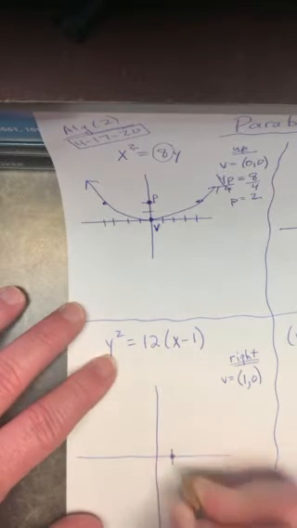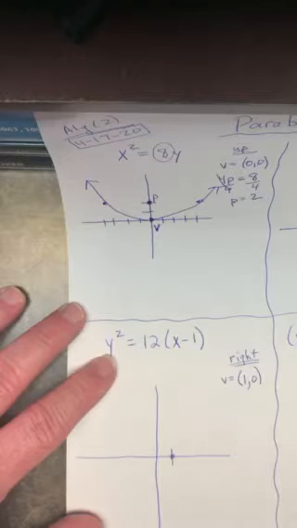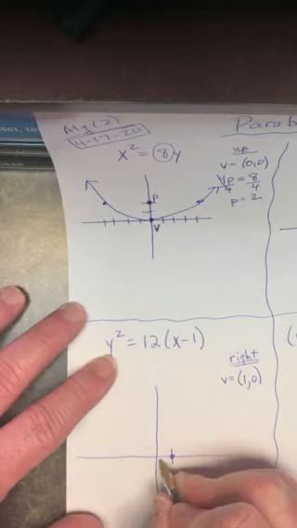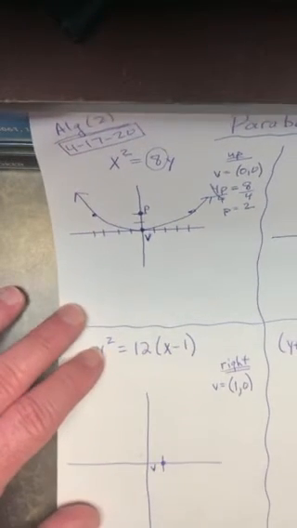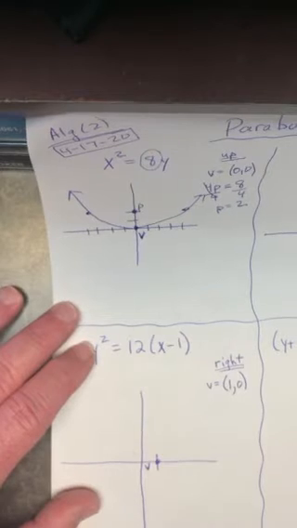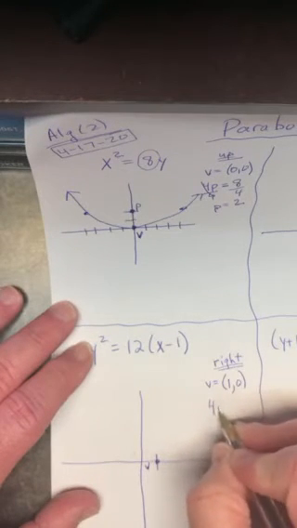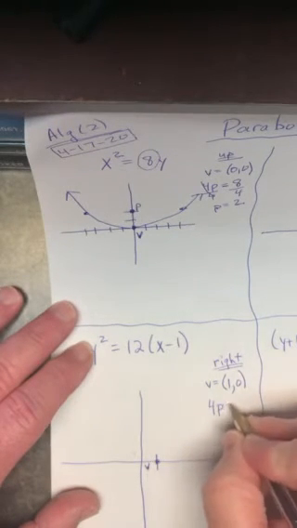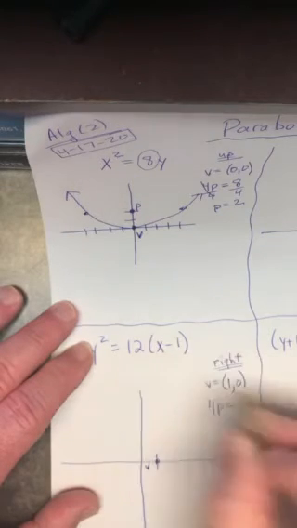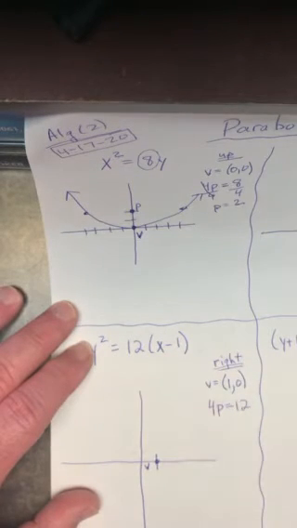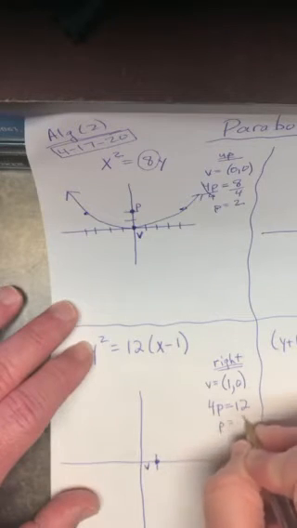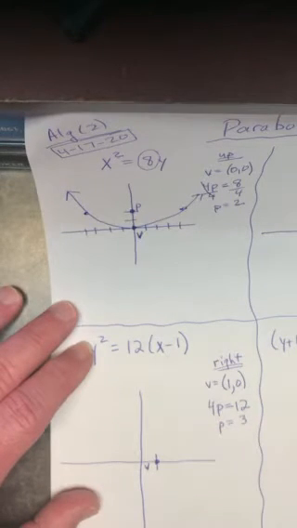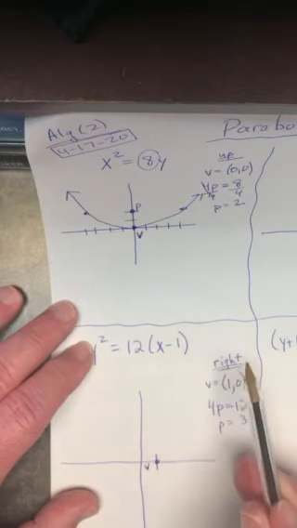Right there. I'm picturing a parabola pointing to the right, so I'm going to put my V for vertex just to the left of that dot. And just like the other two, you always take 4p no matter what and set it equal to the number that's in your problem, in this case 12. So dividing by 4, of course, p would be what? 3, wouldn't it?